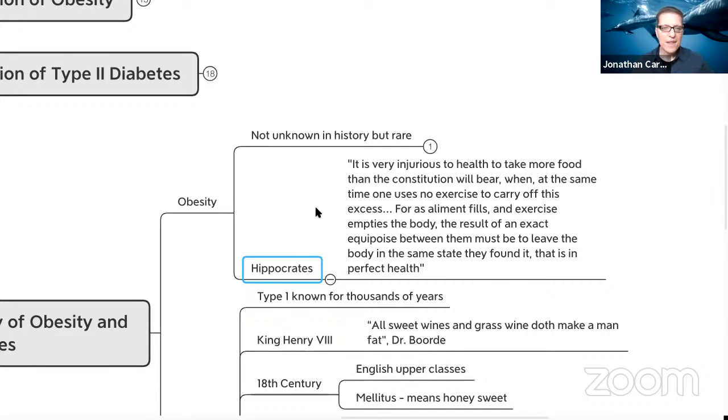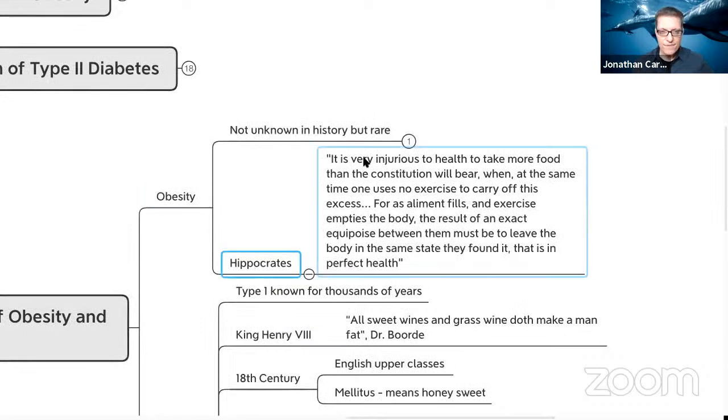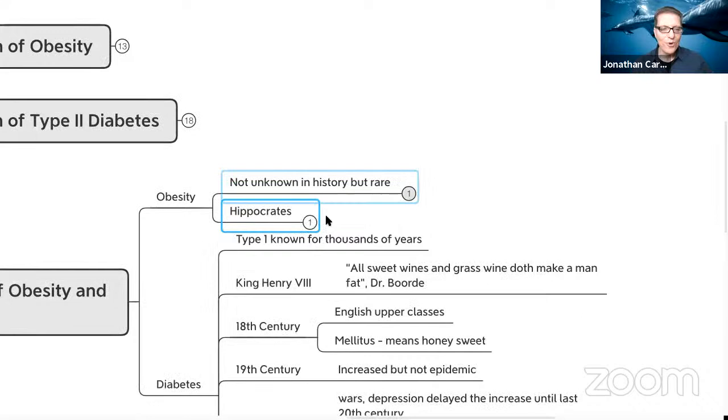Hippocrates had this to say regarding obesity: It is very injurious to health to take more food than the constitution will bear, when at the same time one uses no exercise to carry off this excess. For as ailment fills and exercise empties the body, the result of an exact equipoise between them must be to leave the body in the same state they found it, that is, in perfect health. So even way back then, Hippocrates had this idea about more food, less exercise, causing a problem in terms of health. So this is something that has been known from the beginning of recorded time.